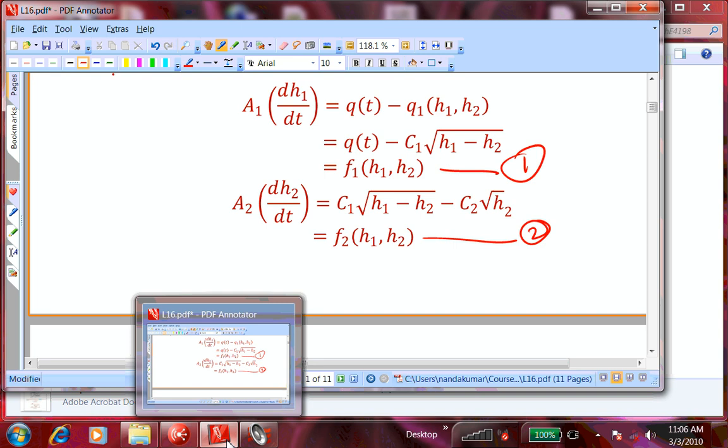So I'm going to define F1. F1 is going to be a symbolic expression. It's going to be Q minus C1 times square root of H1 minus H2. And F2 is equal to C1 times square root of H1 minus H2 minus C2 times square root of H2. Okay? Are you able to see it in the back? So let me just execute up to that point and see. Let me save that. And then, the older version of the function. Which one? Make the window bigger or the font bigger, I guess.